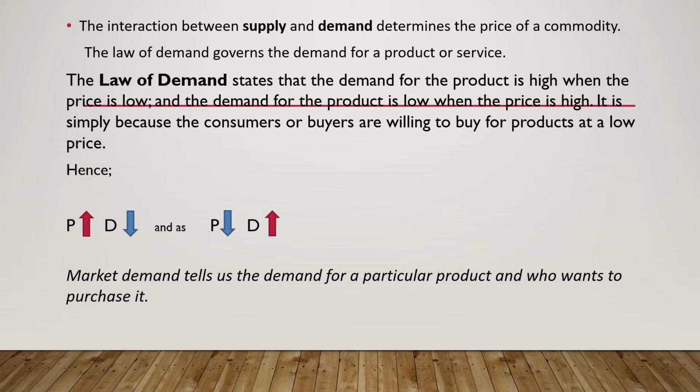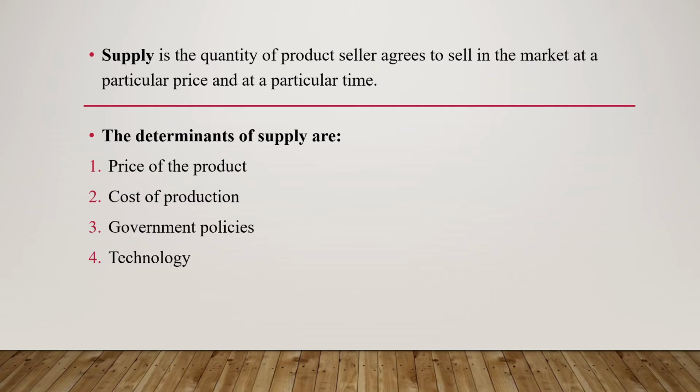Market demand tells us the demand for a particular product and who wants to purchase it. Supply is the quantity of product a seller agrees to sell in the market at a particular price and a particular time. There are determinants of supply. They are the price of the product, the cost of production, government policies, and technology.